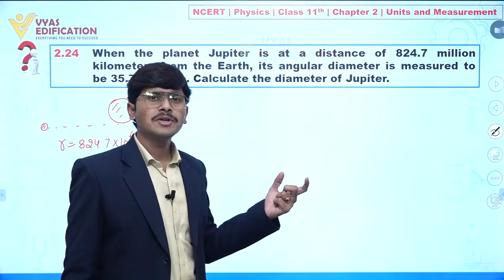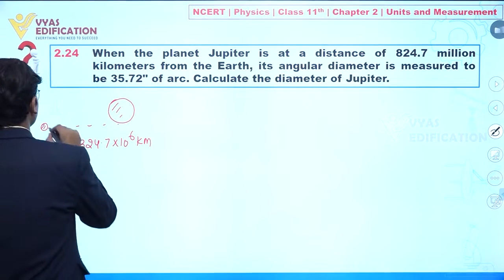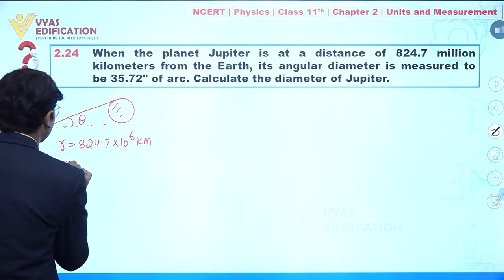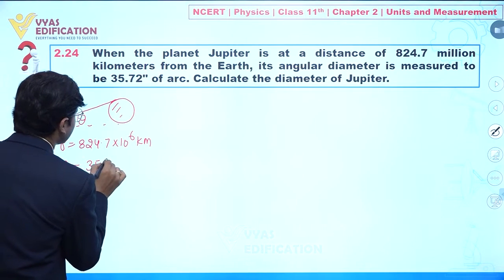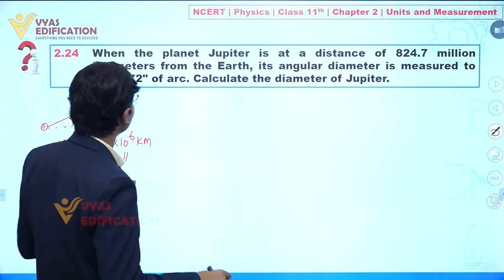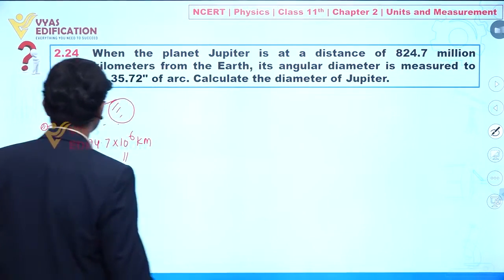Now it is kilometer from Earth, its angular diameter is measured to be, means we can see if we talk about this angle theta, clear? So this angle theta is given to you 35.72 second of arc. Calculate the diameter of Jupiter. So again a very simple question.